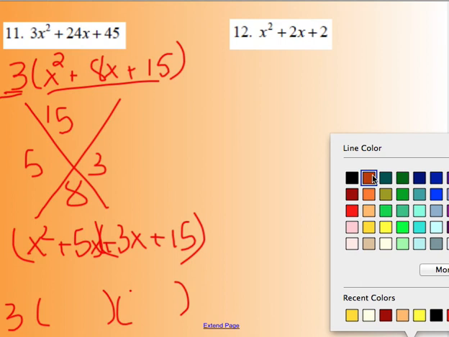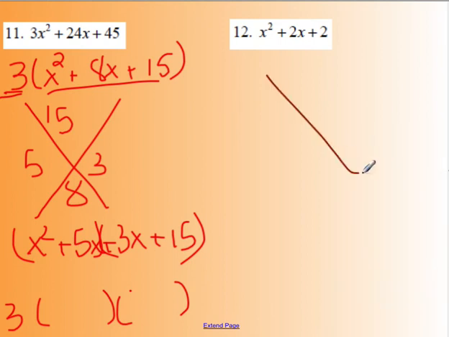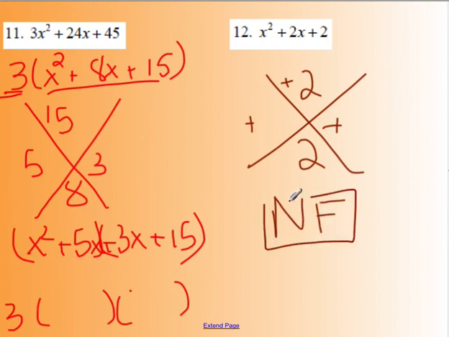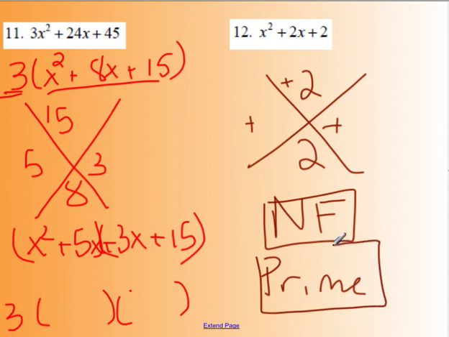Last but not least, let's take a look at number 12. For number 12, we're multiplying to 2 and adding to 2. Well, the only thing that multiplies to 2 is 1 and 2, and 1 plus 2 is 3. Since everything has to be positive, since our sum and our product are positive, this isn't possible. This is not factorable, or you could also write prime. Okay, so that's not factorable.